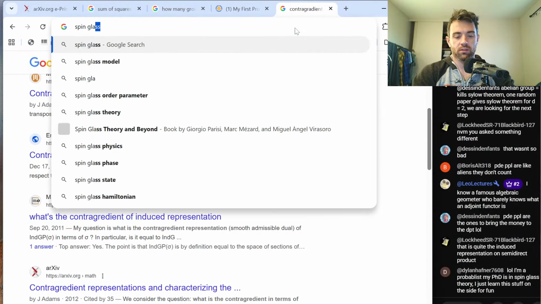Condensed matter physics. Oh, interesting. Describes a disordered magnetic state where magnetic moments freeze in random orientations below a certain temperature. Huh. That's cool. That seems fun. Do you spin glass in your free time? Good question.